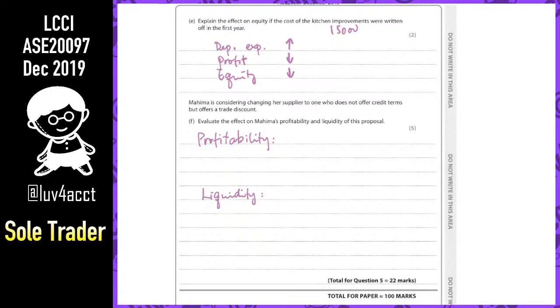So for profitability, if there's no credit term but you are given a trade discount, that means your cost, your purchases, or your cost of sales as well, will go down because you have discount. Your cost will go down and your profit will go up. Better profitability. But then you have to give one condition.